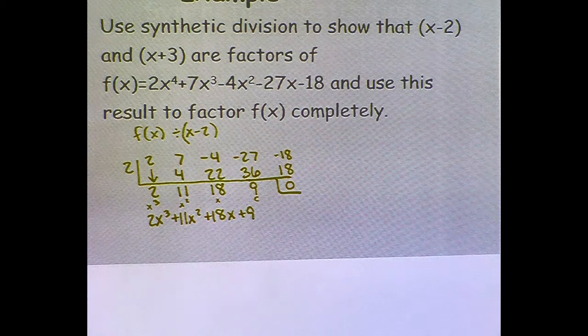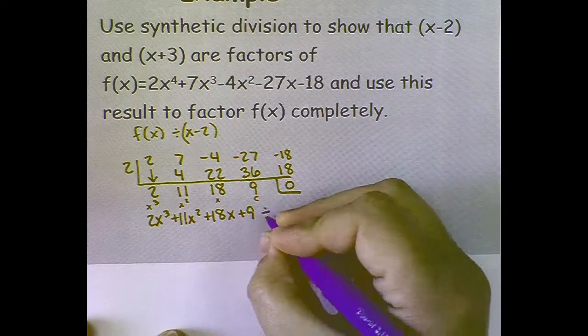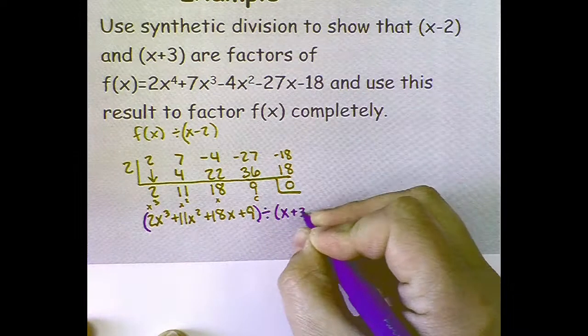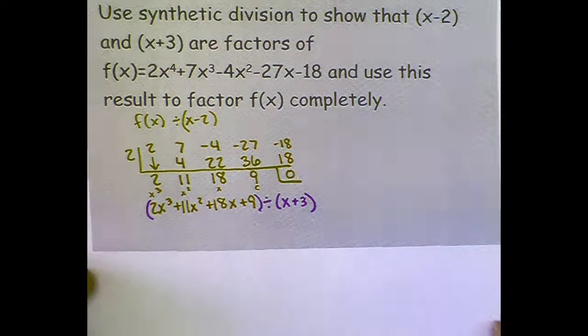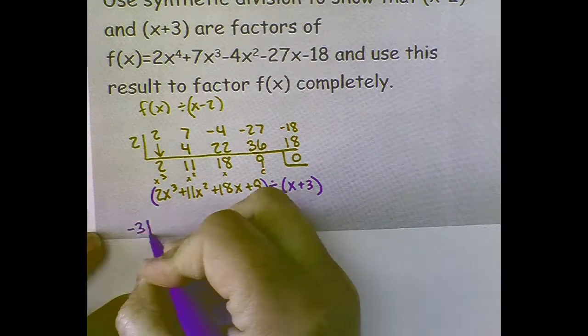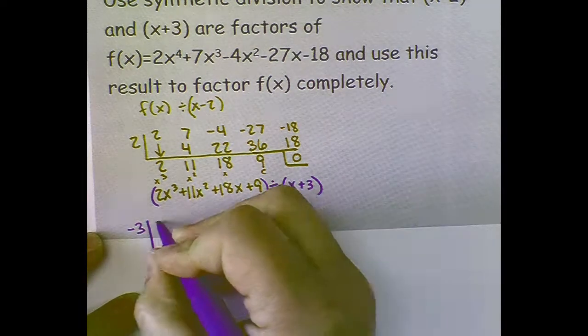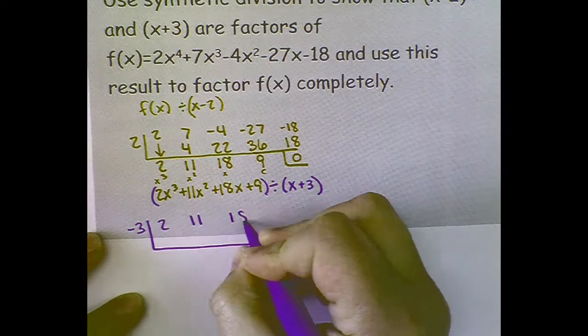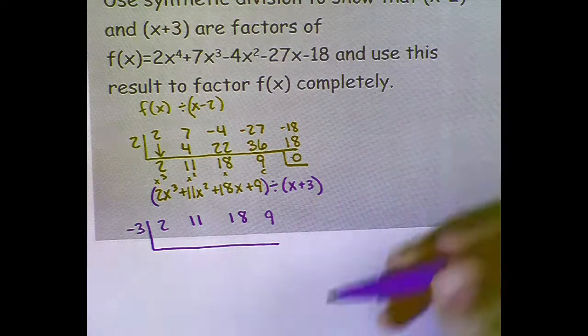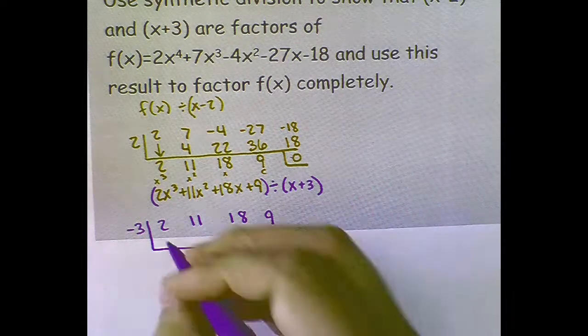But if I take that and divide by my other factor, notice I'm not going back to the original. I'm going to stay right here. I'm going to divide that by x plus 3. I could start over, but in my case, I'm going to have to. I put a negative 3 out front. 2, 11, 18, 9. Ignore the remainder. We can just stack these, and I'll show you that in a little bit.